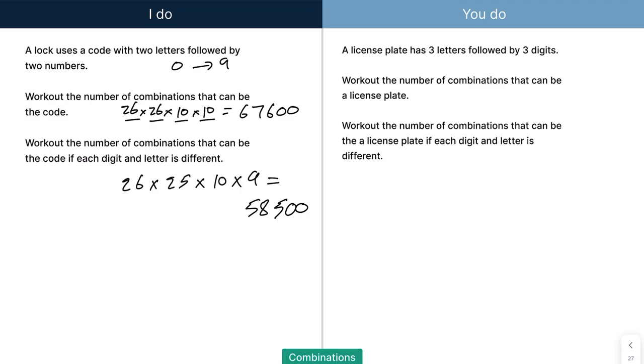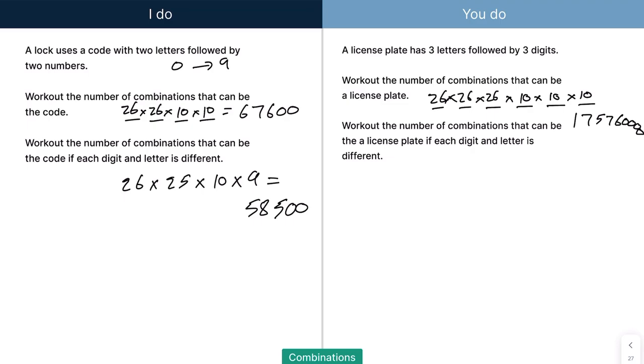And again, hopefully you've pressed pause and had a go at the example on the right. So I can see straight away there's 3 letters, there's the times sign, and then there are 3 digits. So that's just 26 times 26 times 26 times 1000. So that is something like 17,576,000.